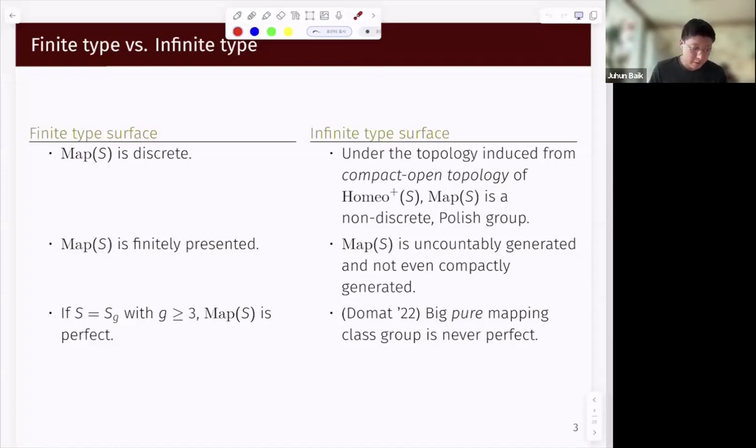And there is a nice theorem on the finite type surface: if you have genus larger than or equal to 3, then the mapping class group is perfect. So it means the mapping class group itself is identical with its commutator subgroup. But George Domat proved that the big pure mapping class group is never perfect. Here, pure means you collect the subgroup of the mapping class group in which all the punctures or all the ends are fixed. So in this case, it is never perfect.